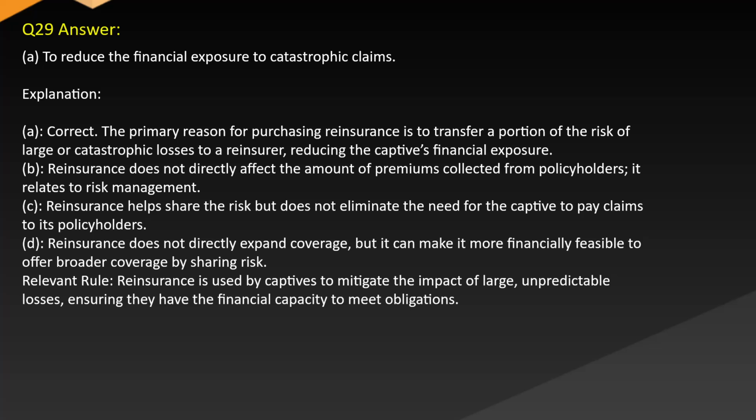C. Reinsurance helps share the risk but does not eliminate the need for the captive to pay claims to its policyholders. D. Reinsurance does not directly expand coverage, but it can make it more financially feasible to offer broader coverage by sharing risk. Relevant rule: Reinsurance is used by captives to mitigate the impact of large, unpredictable losses, ensuring they have the financial capacity to meet obligations.